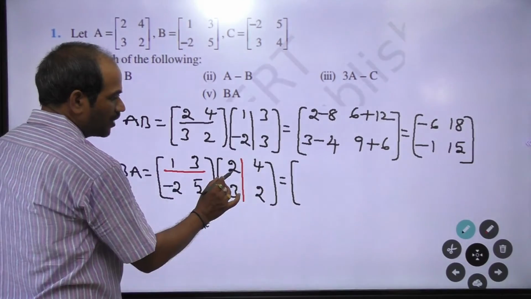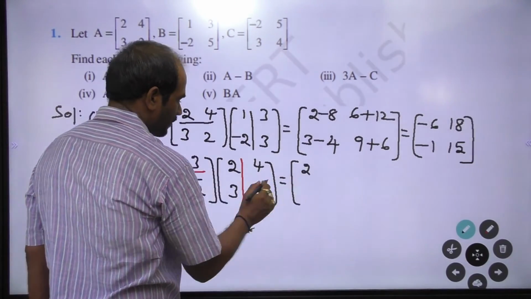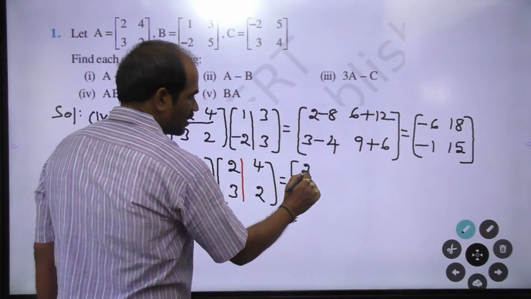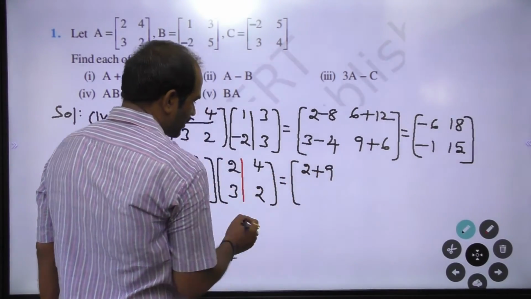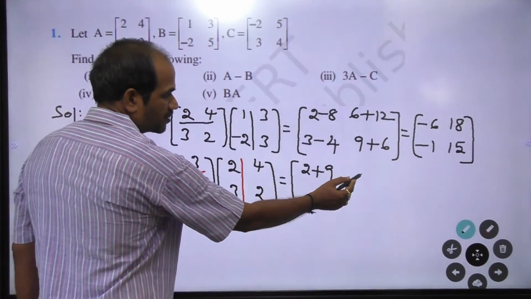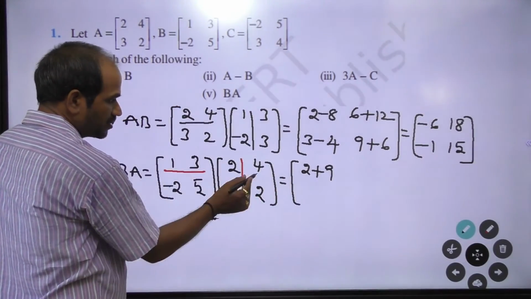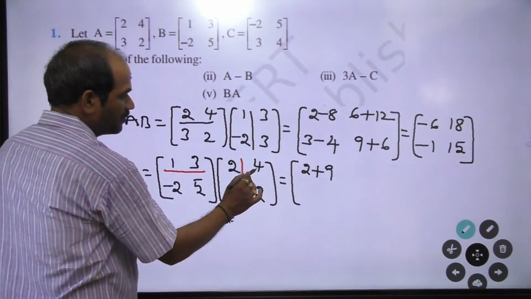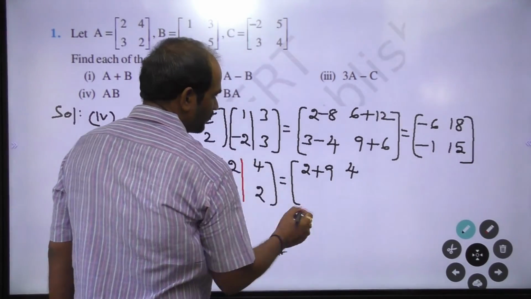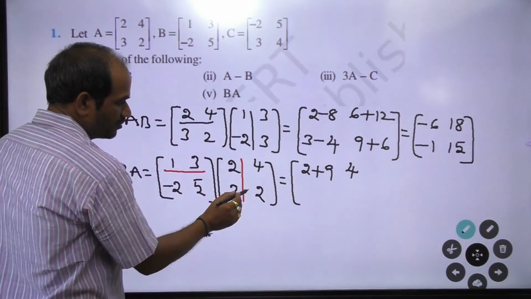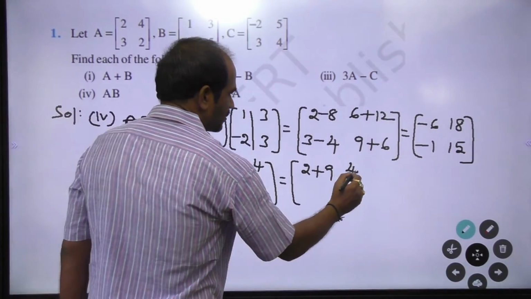Multiply 1 into 2. 1 into 2 is 2. Next one, 3 into 3. 3 into 3 is 9, plus 9. Next, this element is first row, second column. So 1 into 4 is 4. Next one, 3 into 2. 3 into 2 is 6, plus 6.